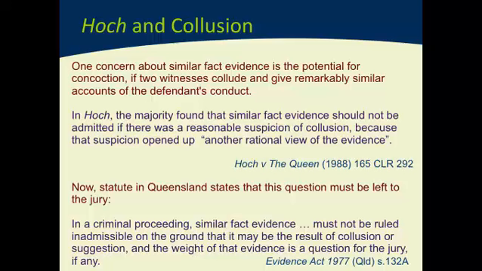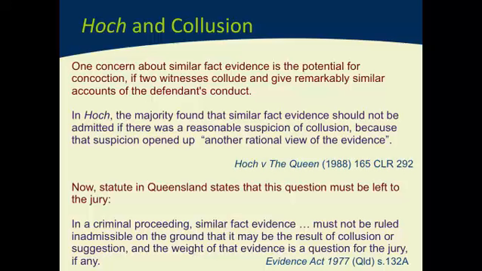The Queensland Parliament was quite unhappy with the outcome in Hoch, and so now the Evidence Act in Queensland has been changed. It now says that in a criminal proceeding, similar fact evidence must not be ruled inadmissible on the grounds that it might be the result of collusion or suggestion, and the weight of that evidence is a question for the jury. So in Queensland, when you get several complainants and there is the possibility of collusion, all of the evidence is admissible and it's placed before the jury, and the jury has to work out whether they think there's been collusion or not.